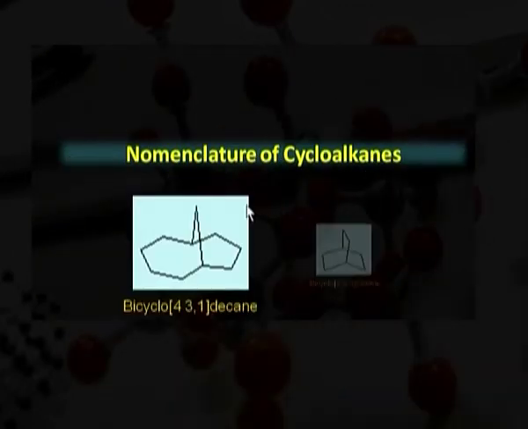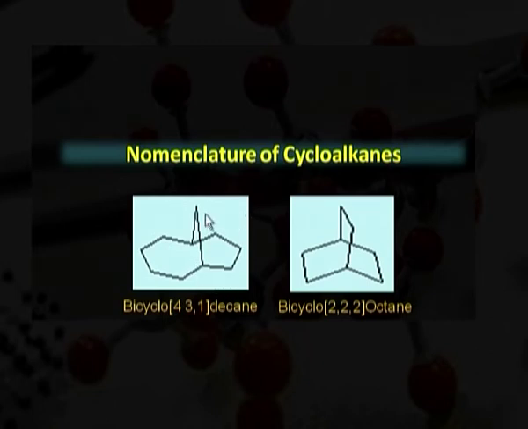Same in this structure, we are using bicyclo because these show 2 cycles: bicyclo 4,3,1 decane. Decane means it has 10 carbon atoms, that is 1, 2, 3, 4, 5, 6, 7, 8, 9, 10. Hence, it is decane. Ane means saturated hydrocarbon. And in this structure, we say bicyclo, meaning 2 cycles, 2,2,2 octane. This contains 2 carbon atoms, this is also 2 carbon atoms, joined by this carbon number 2.